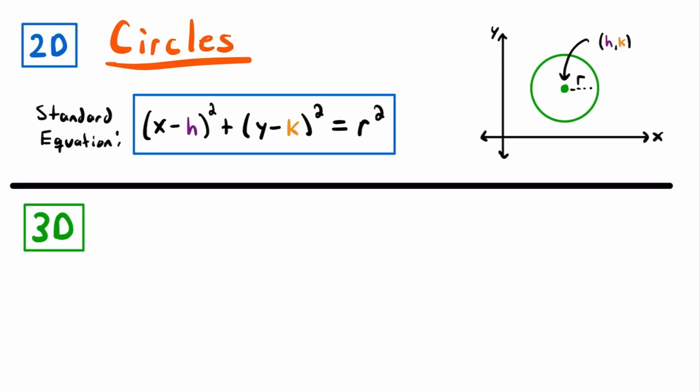All right, so the last thing that we're going to do in this lesson is extend the idea of circles into the third dimension.